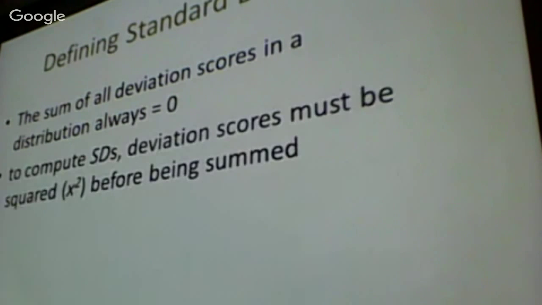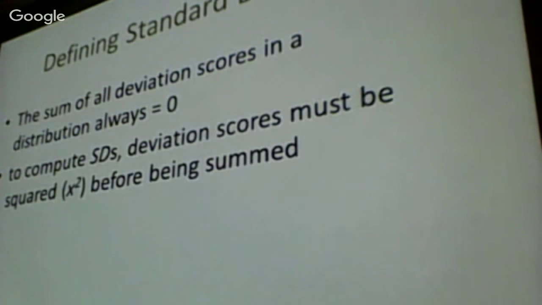Magically, I get 0. It's not magical at all. It's expected. Right? So that's always the case. The sum of all my deviations is going to be 0. So if I add them all up and divide by 10, I always get 0. So the average deviation score tells me nothing. It always ends up being 0. So instead, we like to square them.